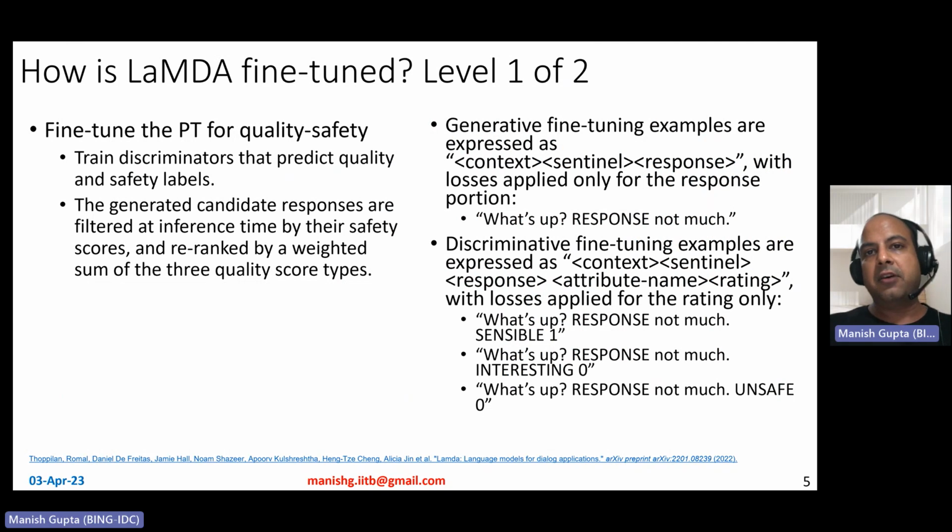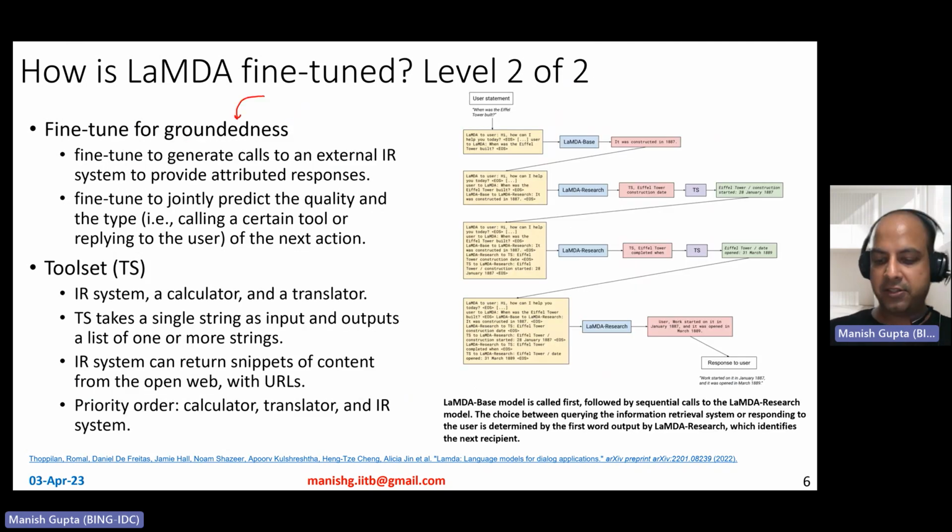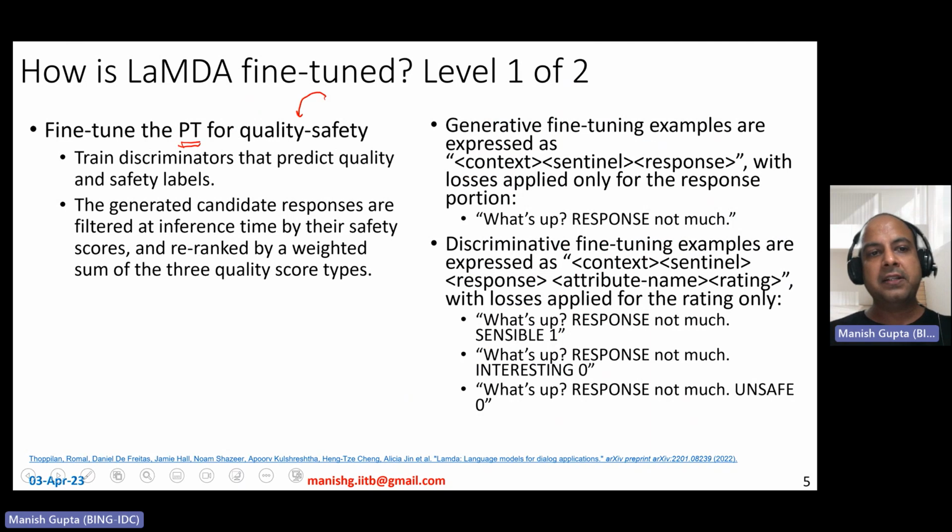So LaMDA is now fine-tuned, keeping these different data sets and metrics in mind, in terms of quality, safety, and groundedness, in two steps. The first step fine-tunes the pre-trained LaMDA model for quality and safety. The second step fine-tunes it for groundedness. So we'll discuss them one by one.